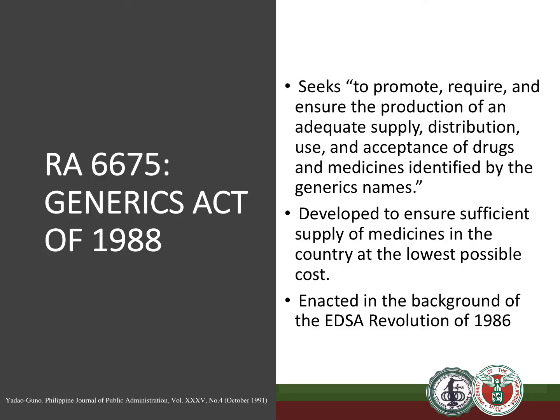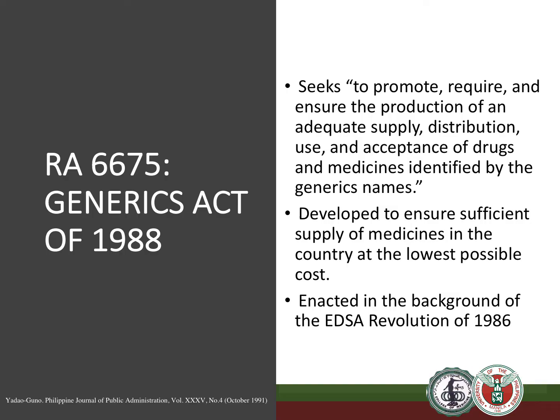Okay, what is RA 6675 or the Generics Act of 1988? So again, this act seeks to promote, require, and ensure the production of an adequate supply, distribution, use, and acceptance of drugs and medicines identified by the generic name. It was developed to ensure sufficient supply of medicines in the country at the lowest possible cost.